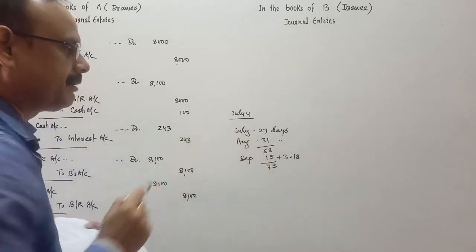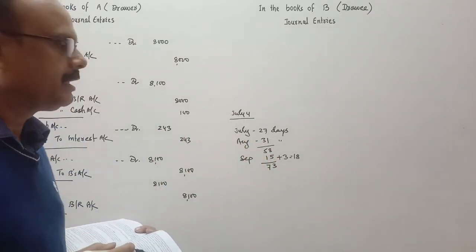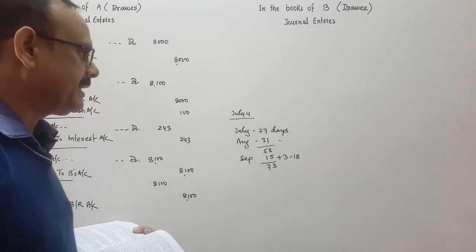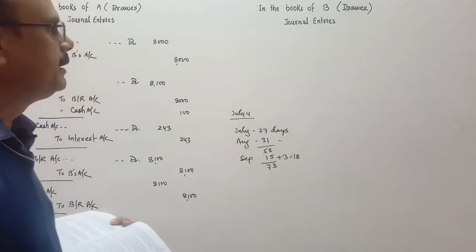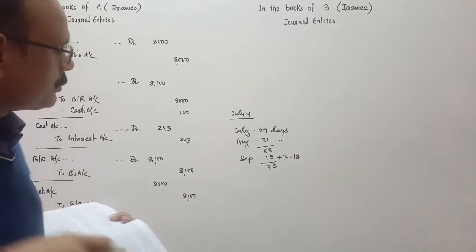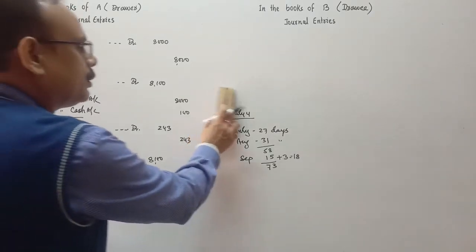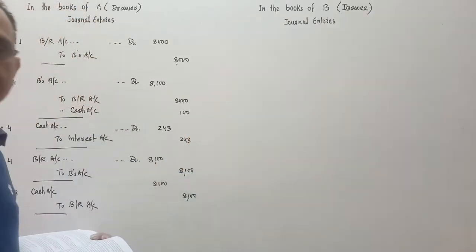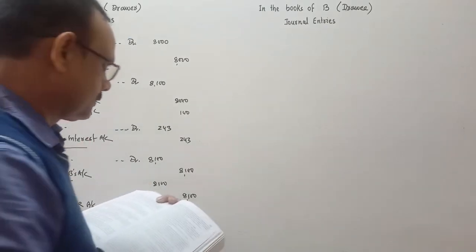15 plus 3 days of grace period is 3 days. So September 18 is the due date. So is it clear? You calculate this in the working note as well. You calculate the due date in working notes, supporting notes.